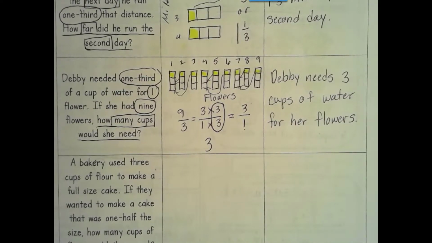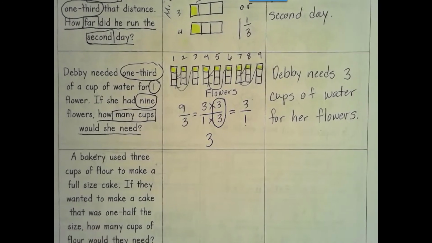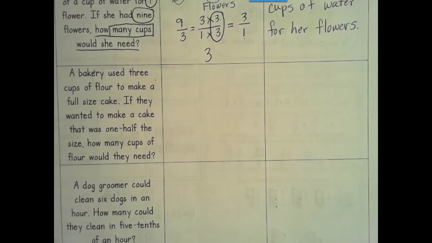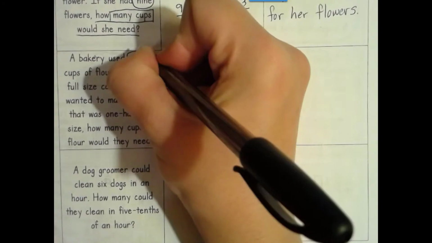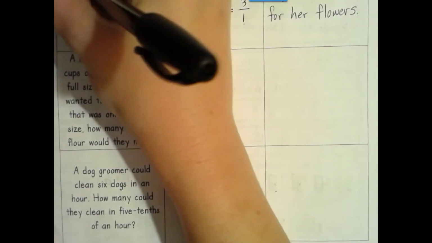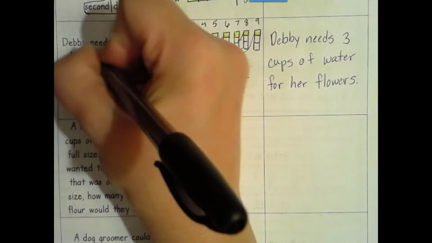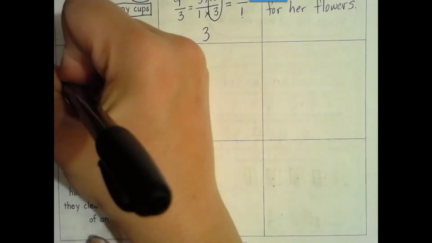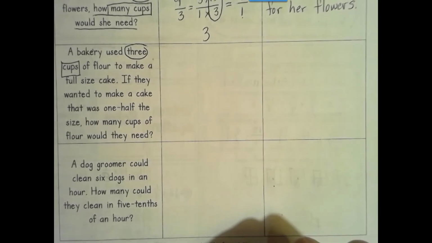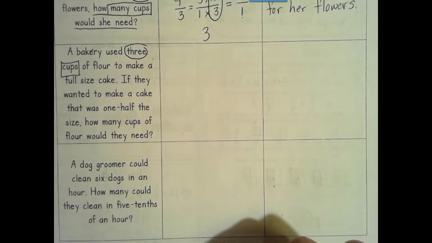Okay, so for the first 2 problems, we used models. Now for these second 2, we're going to use equations to help us out. Also, remember on each of these, we do want to look at the units. So the unit of measurement was cups. Again, we're looking at cups.